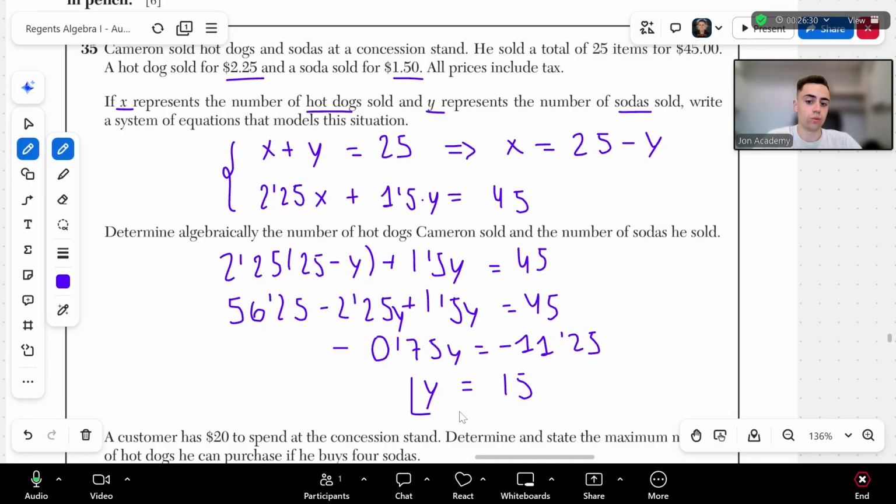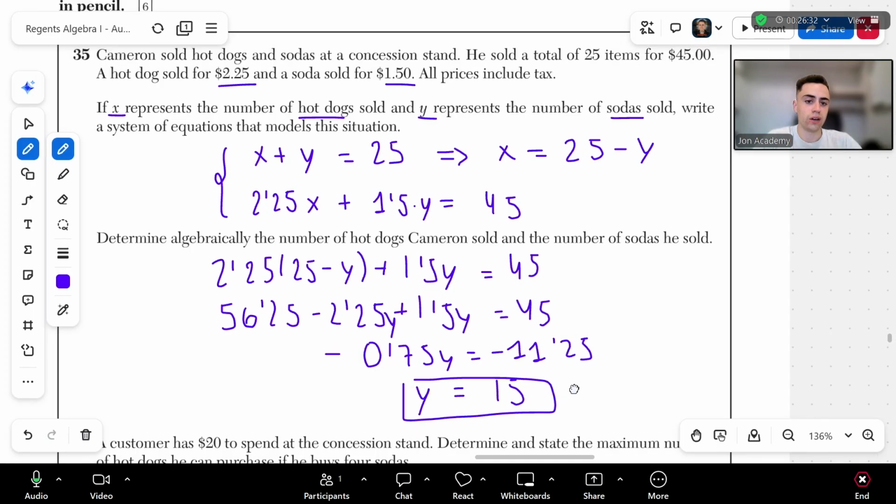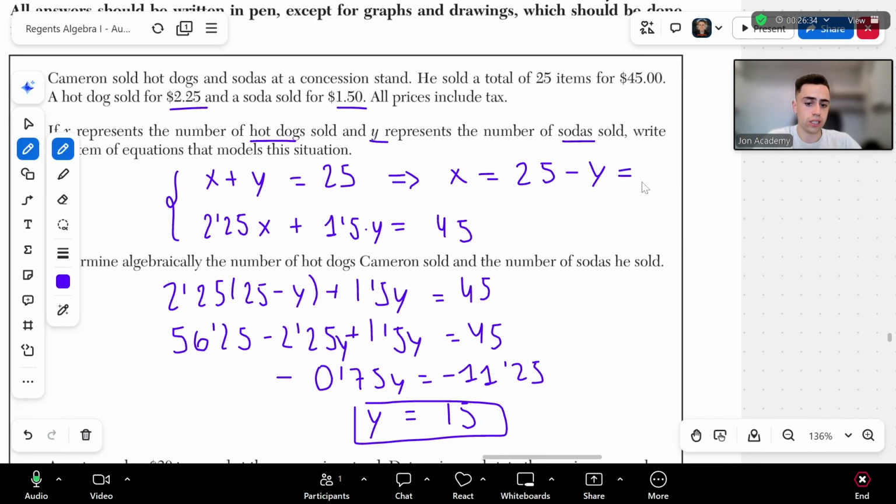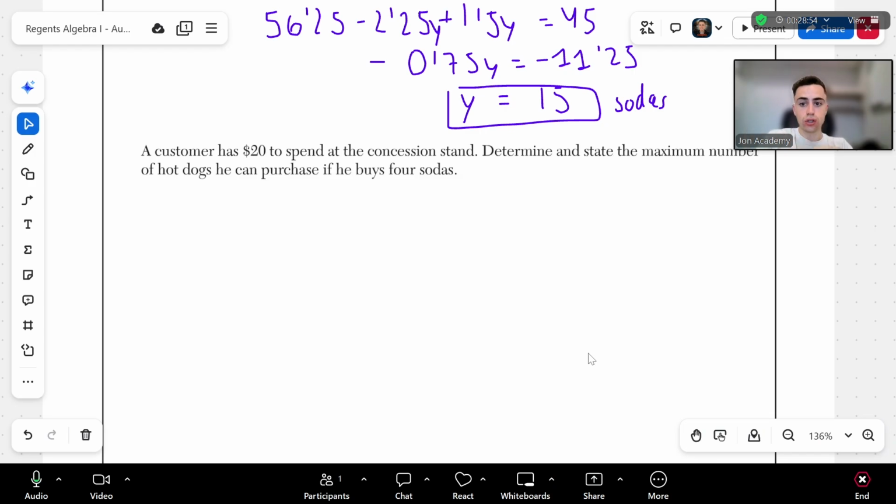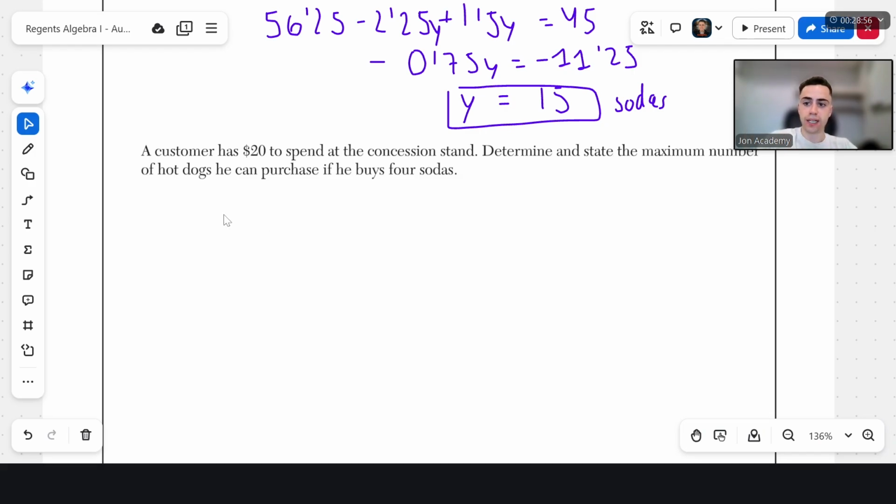And now that we got the y value, we can come back to this equation the easiest way around, and it's going to be 25 minus 15 equals 10. So there are going to be 10 hot dogs, no? And 15 sodas. So now that we got the hot dogs and sodas, let's jump into the last part.